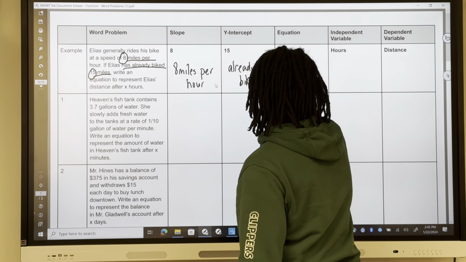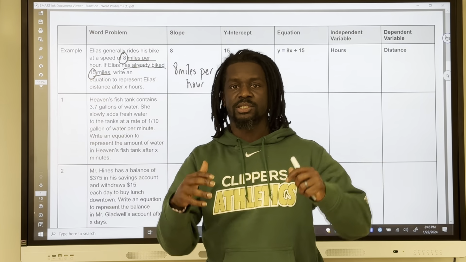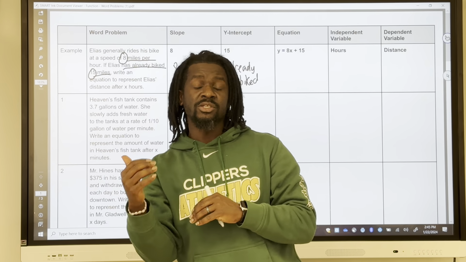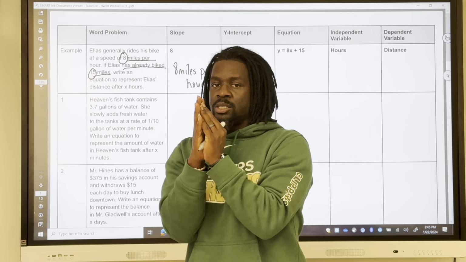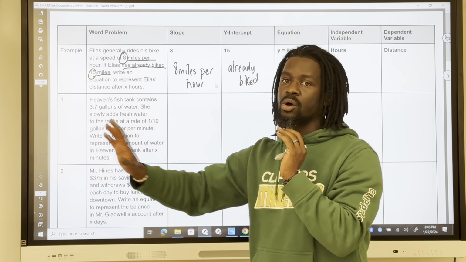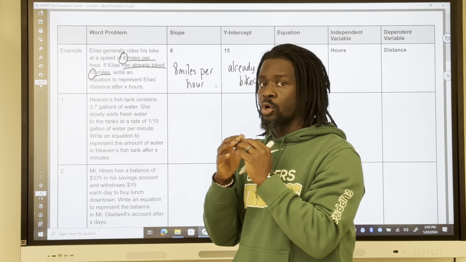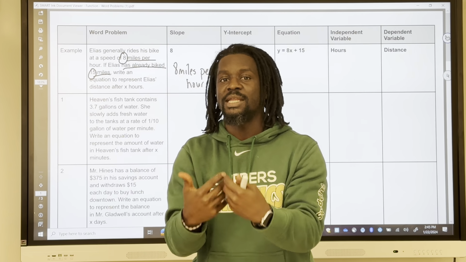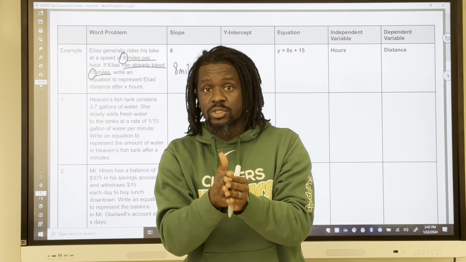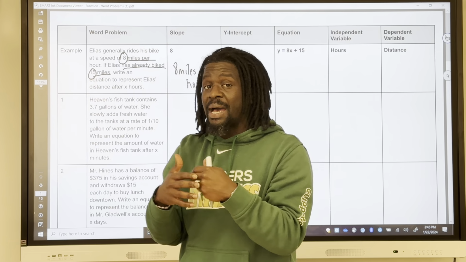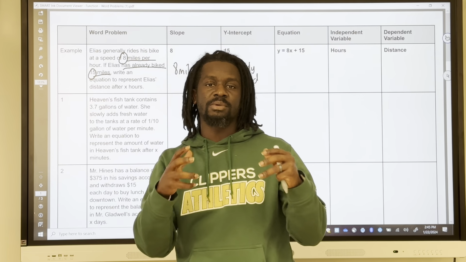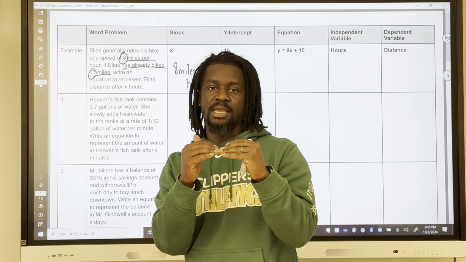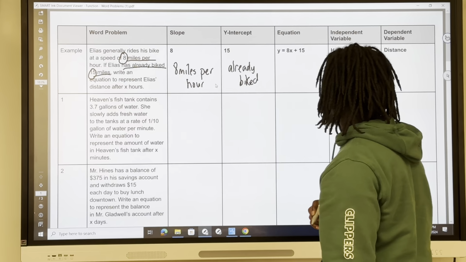So in some way, the y-intercept is the starting point. It is like when you have not gone on the x, in other words, when you haven't ridden for any hours, where do you start? He's already biked 15 miles in this scenario, but the y-intercept is the starting point. That's one way we can think about it.